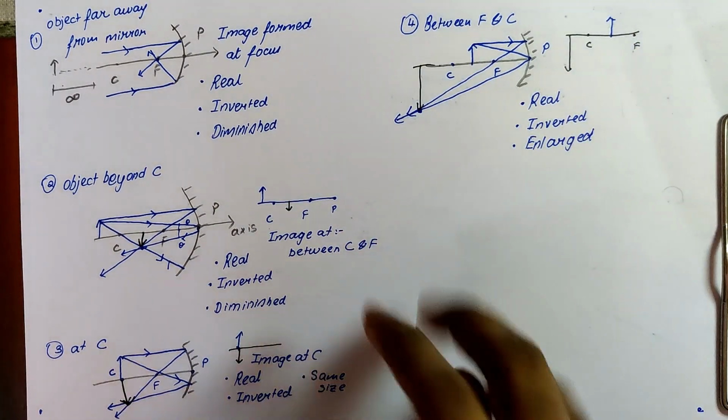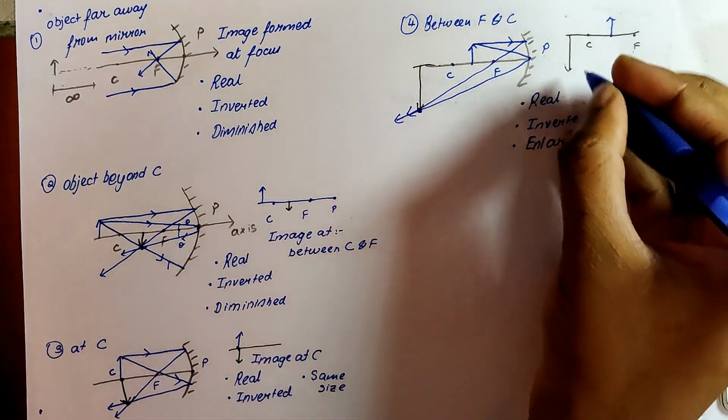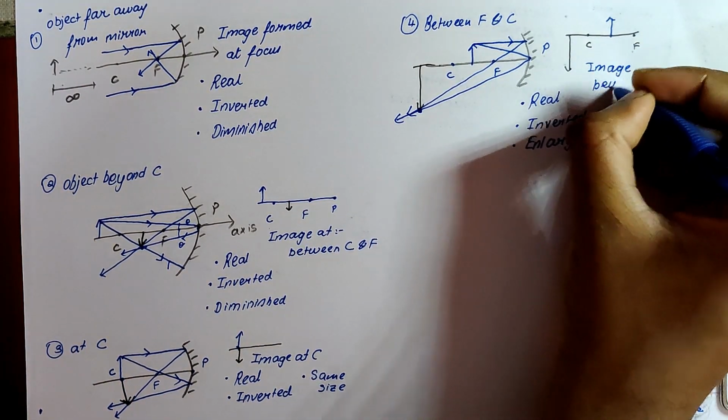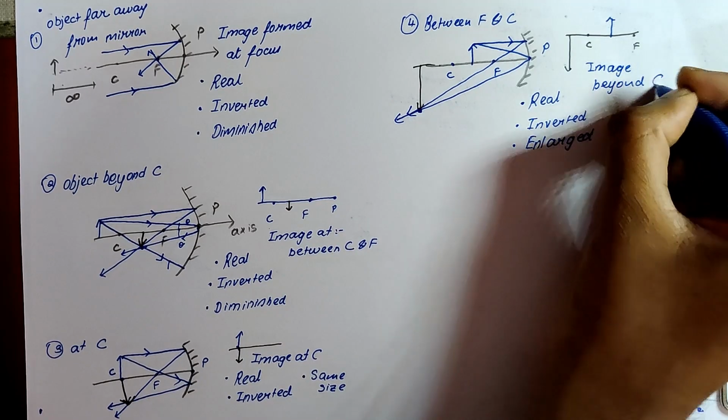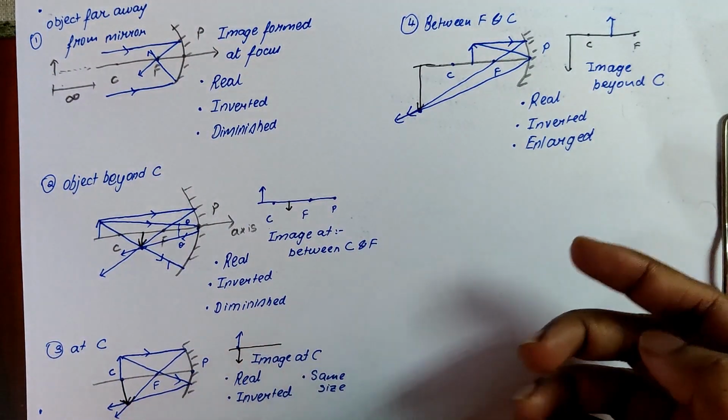You can see this inverse property everywhere in mirrors. And then we can actually conclude that the image is beyond C. With that being said, let's move on to the next.